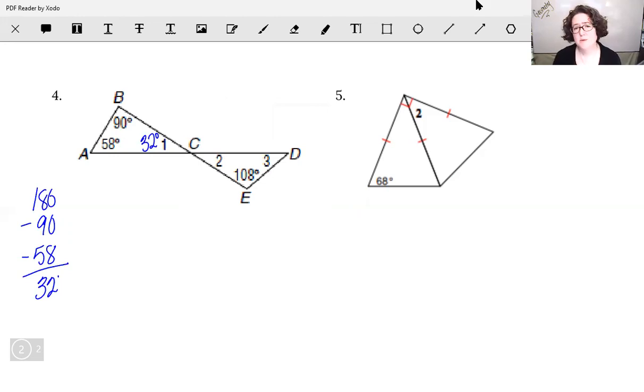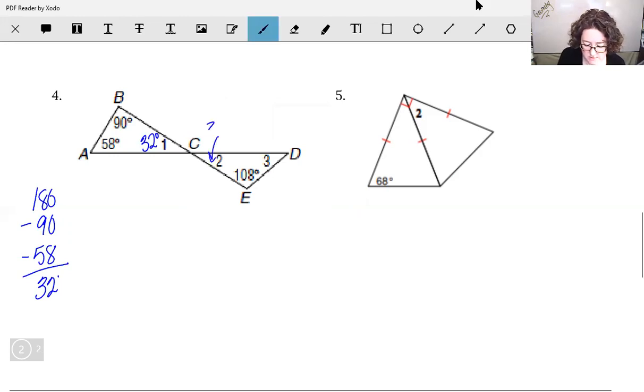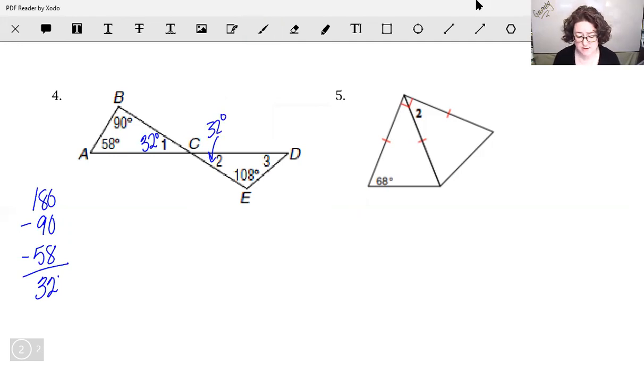Okay, so now that we know that angle 1 is 32 degrees, can we do anything with that for angle 2? Well, angle 2 is directly across from angle 1, so that means they're vertical angles. So that means angle 2 is also 32 degrees. And then I can use that same trick. In that bottom right triangle now, I know I have 32 degrees, I have 108 degrees, so I can subtract from 180 and find my missing leftover angle.